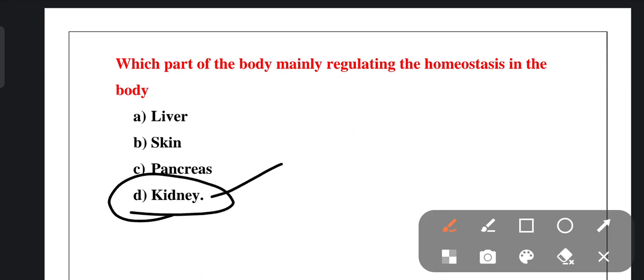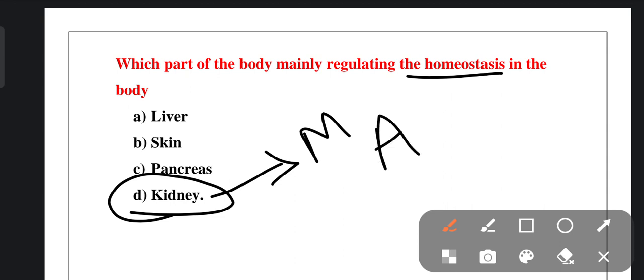So the kidney is the main organ for maintaining homeostasis by absorbing minerals and nutrients and excreting waste products.